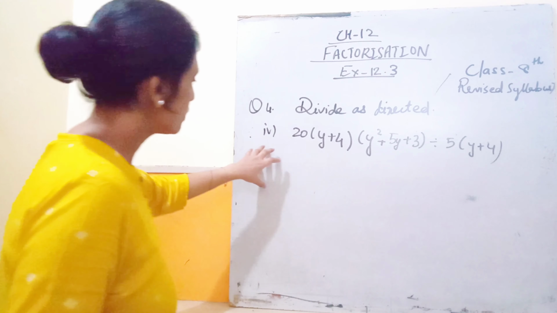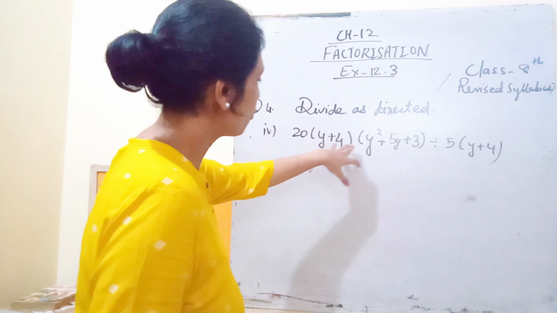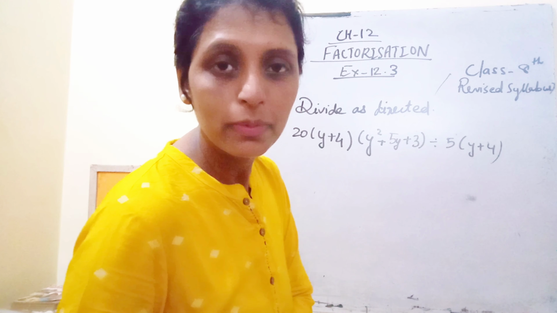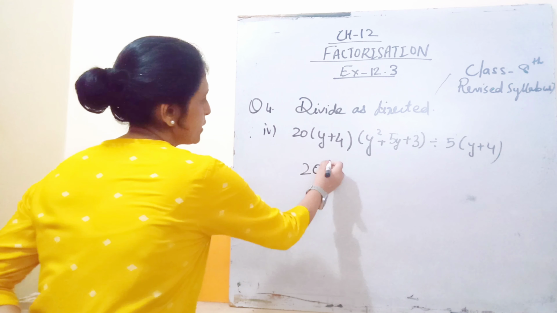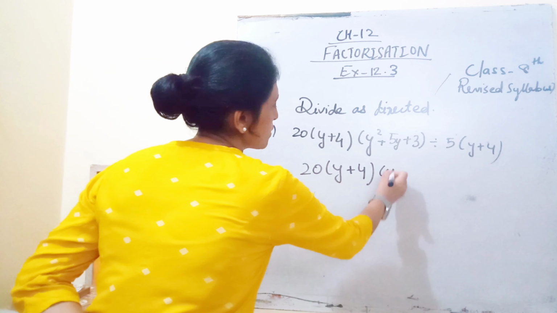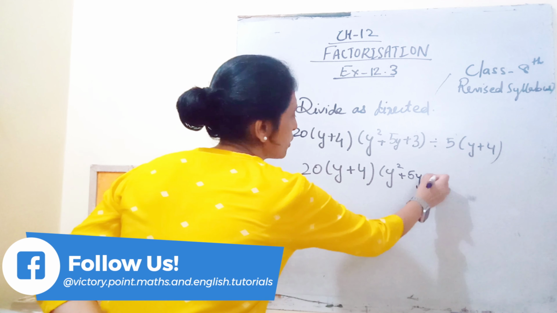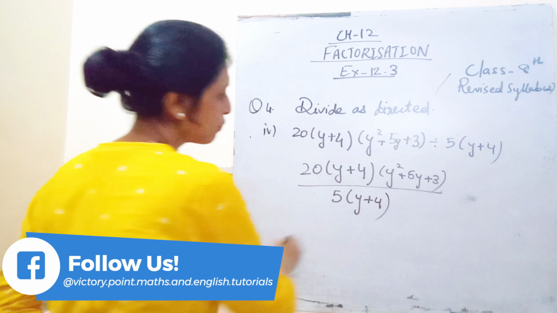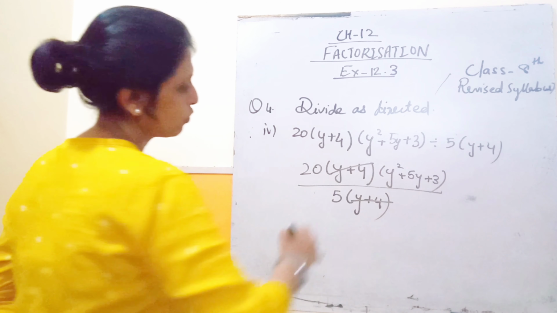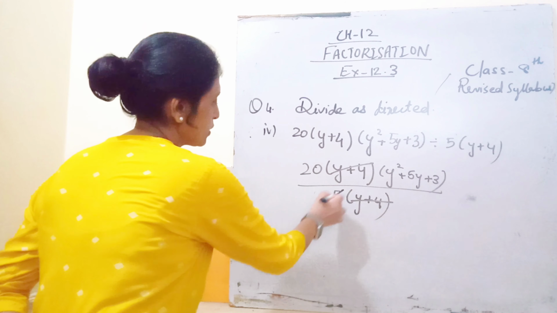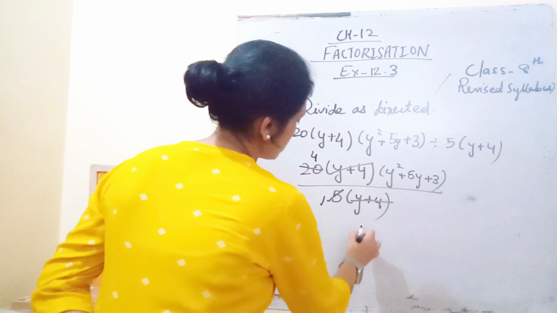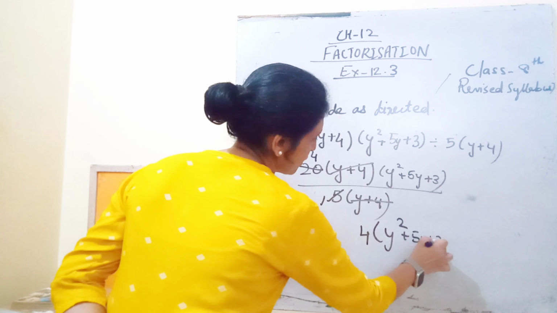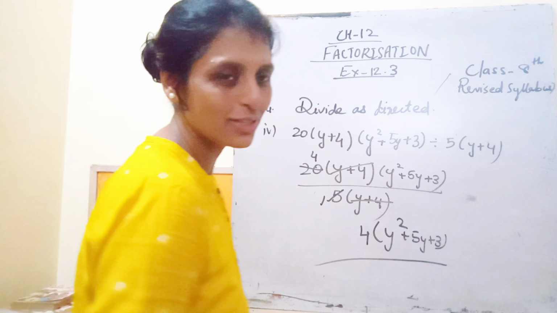In the fourth part, we have to divide 20 multiplied by (y + 4) multiplied by (y square + 5y + 3) divided by (5y + 4). So how to do? 20(y + 4)(y square + 5y + 3) divided by 5(y + 4). Now this (y + 4) and (y + 4) will get cancelled. 5 ones are 5, 5 fours are 20. So we are left with 4(y square + 5y + 3). So this is the solution to this fourth part.